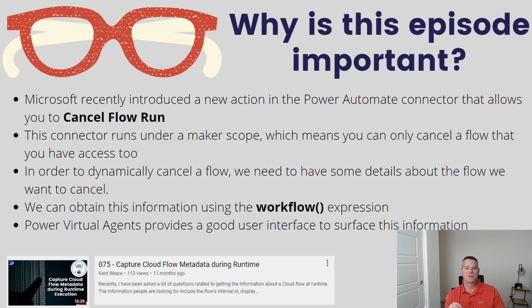Now, in order to cancel a flow, we need some details about the flow. So we need to know what environment it's in. We need to know its internal GUID or flow name. And then lastly, we need to know which instance of that running flow we want to cancel, or what's often referred to as the run instance ID.